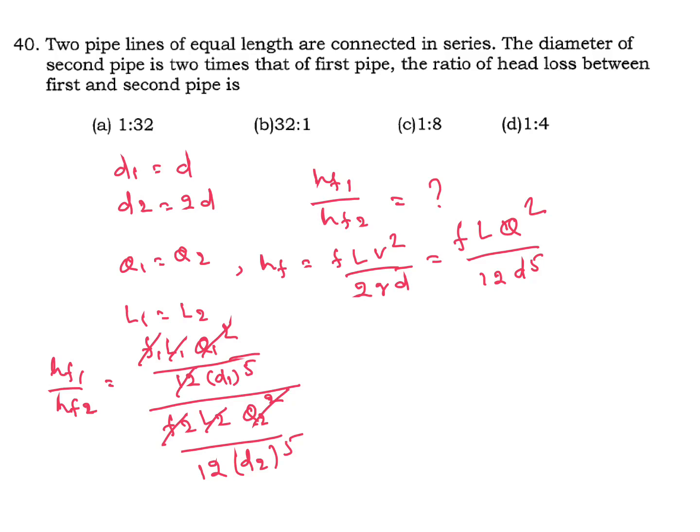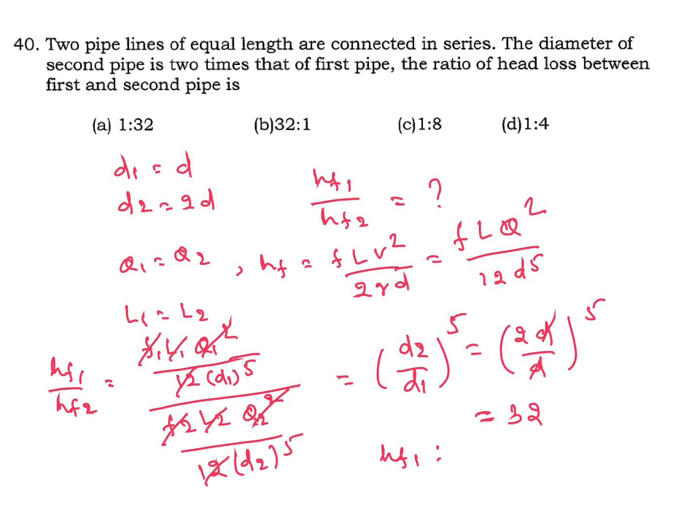So D2 by D1 whole to the power 5. D2 is 2D, D1 is D, whole to the power 5. 2 to the power 5, it's 32. So HF1 into HF2 equal to 32 into 1. So option B is our answer.